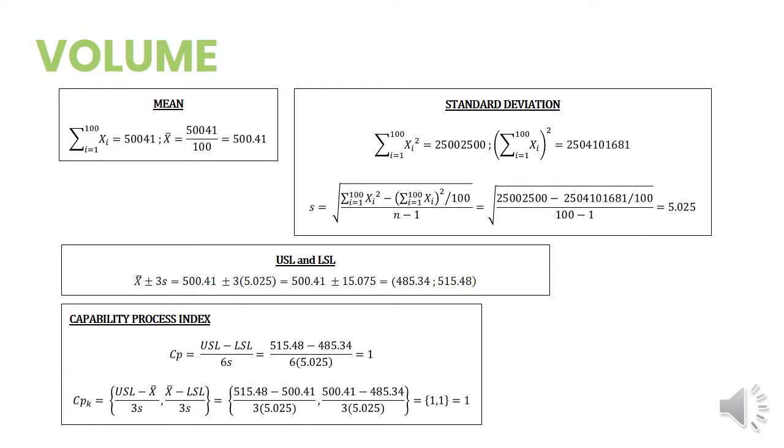The next one is the volume variable. The data used is also the same as the input of SPC. From this, we can see the process capability index, or Cp, for the volume variable is also 1. This indicates that the current process is also capable enough.